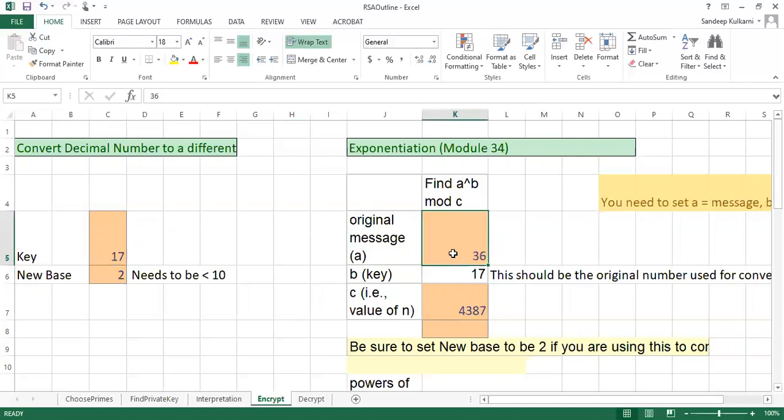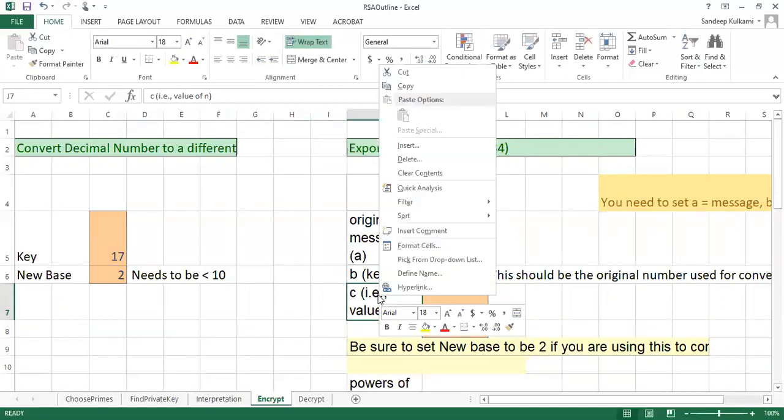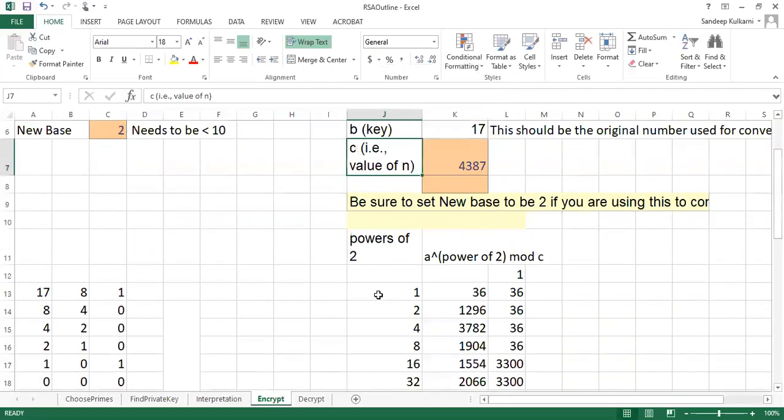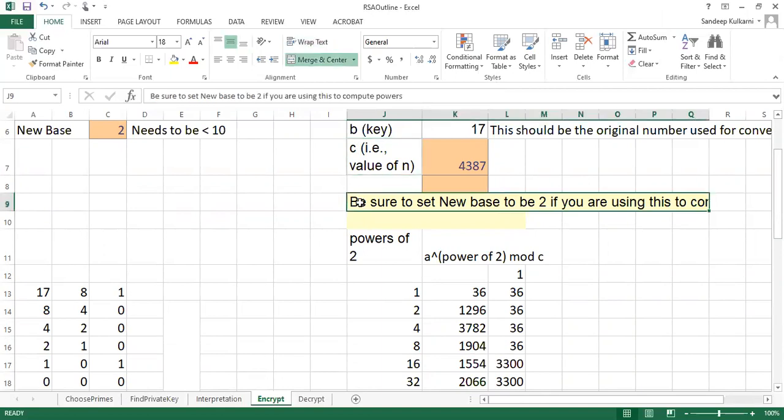We have a message that we are going to encrypt. The value of n is gotten from the first sheet. The value of the encryption key in this case is the public key, which in this case is 17. Okay, and that's why I have a note here that says the base must be set to 2 if you're using this for RSA cryptography.